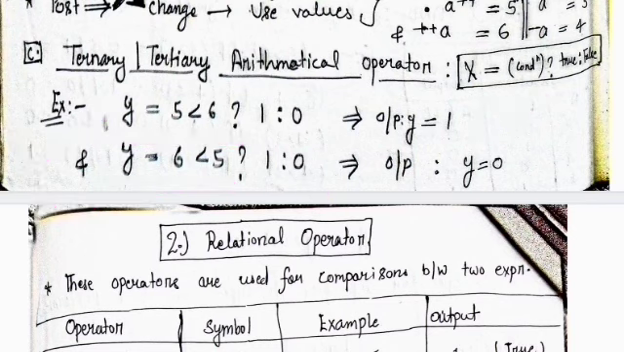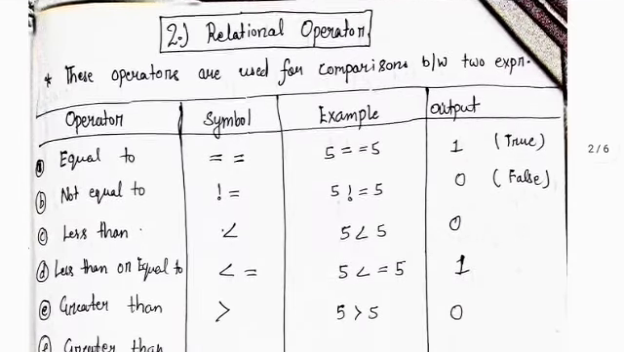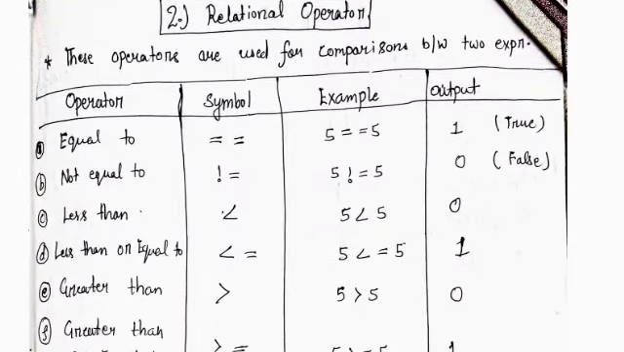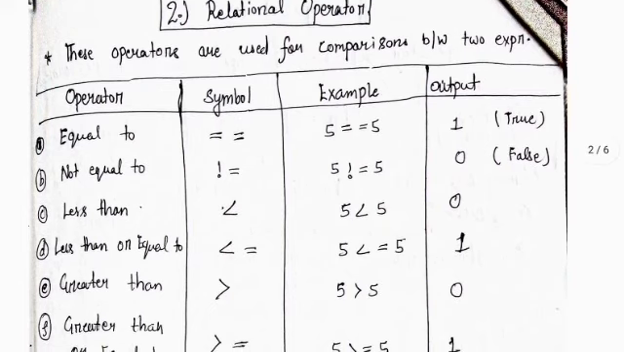Now come to the relational operator. These operators are used for the comparison between two expressions. Now we discuss these operators which are given here with example and symbols. First is your equal to operator. The symbol of the equal to operator is like this, and for example 5 is equal to 5.